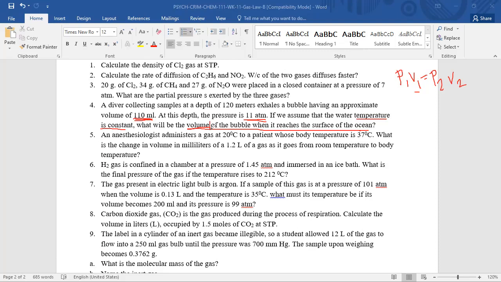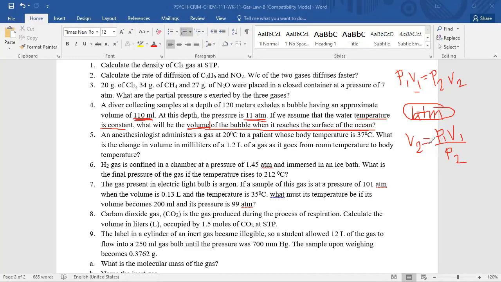Ayan. So, dito ma-challenge yung inyong pag-a-analyze ng problem. So, ang sabi dyan, when it reaches the surface of the ocean. So, ano ang standard temperature natin? Kapag nasa standard temperature and pressure, ang standard nating pressure is 1 atmospheric pressure. Ayan, okay. So, ibig sabihin, ito yung pressure 2 natin. So, we can solve na for the unknown. So V2 equals P1 V1 over P2. Okay?